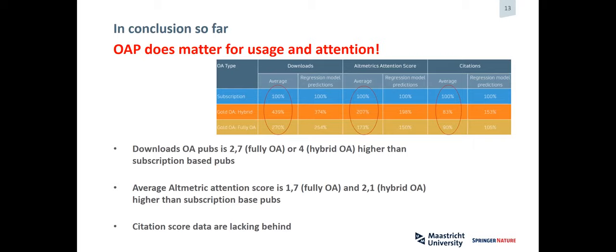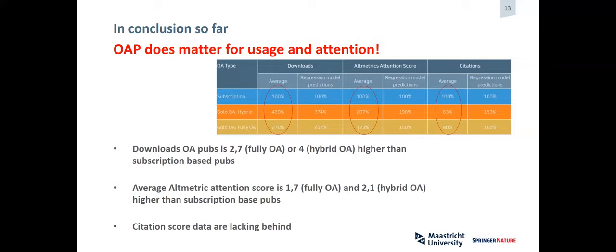Also, the average altmetric attention score is substantially higher for open access, so we also see there an advantage. And we have only one point of attention, and that relates to the number of citations. And although the citation data are a bit skewed because a substantial number of publications didn't receive any citations up until now, we see here that the number of citations for open access publications is lagging behind. And I will come back to the reason for that in a later phase.